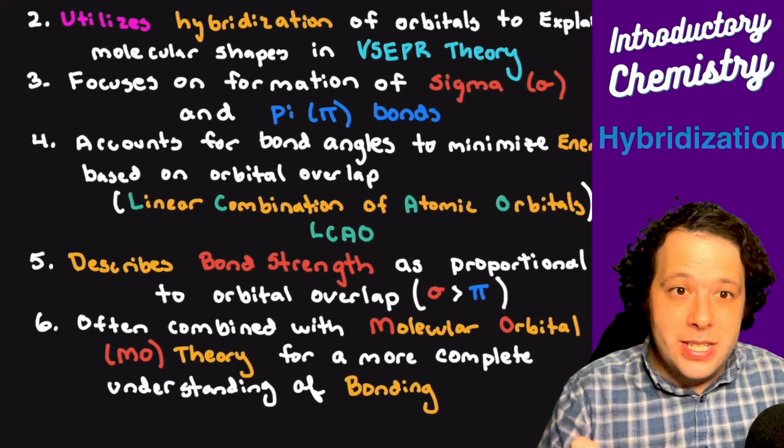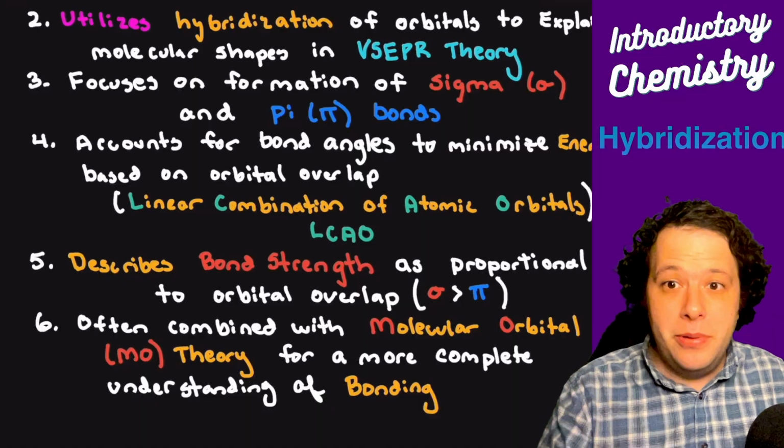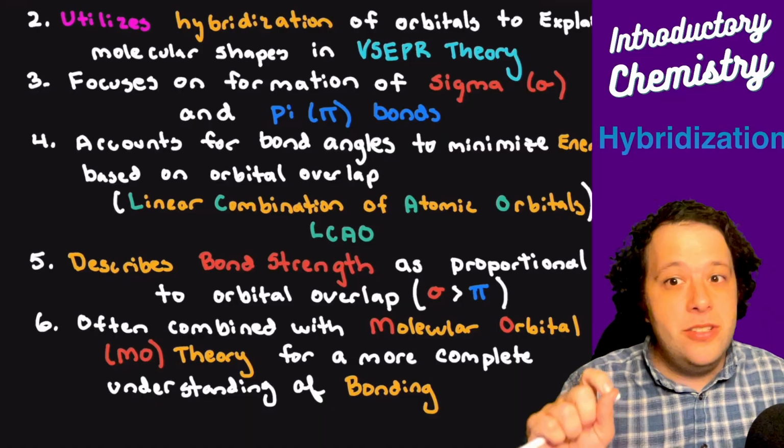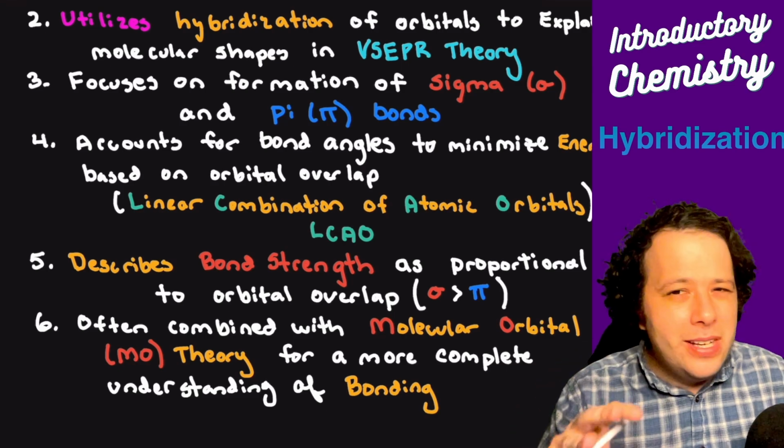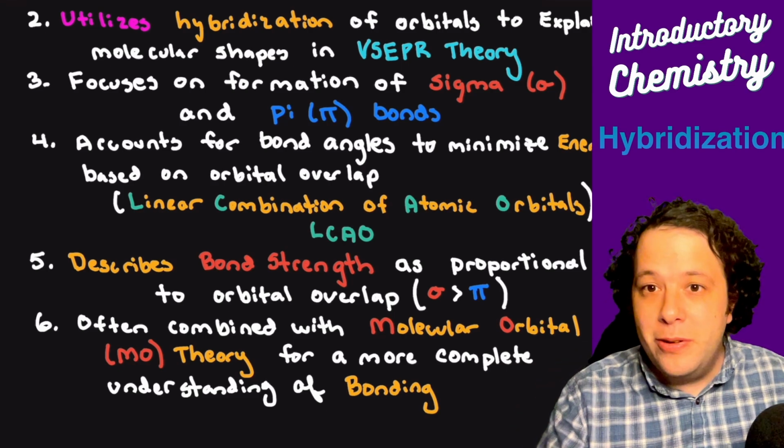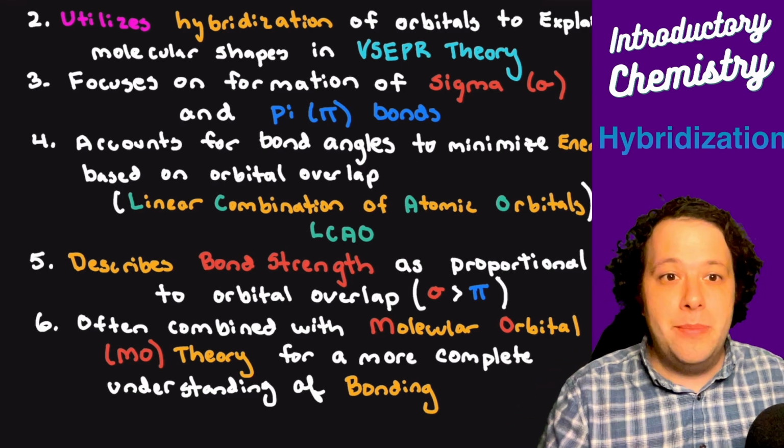You have to be able to understand how to describe bond strength, right? It's completely proportional to overlap. Sigma is always stronger than pi. And you can look at thermochemical data to back that up if you studied thermodynamics or thermochemistry at some point.